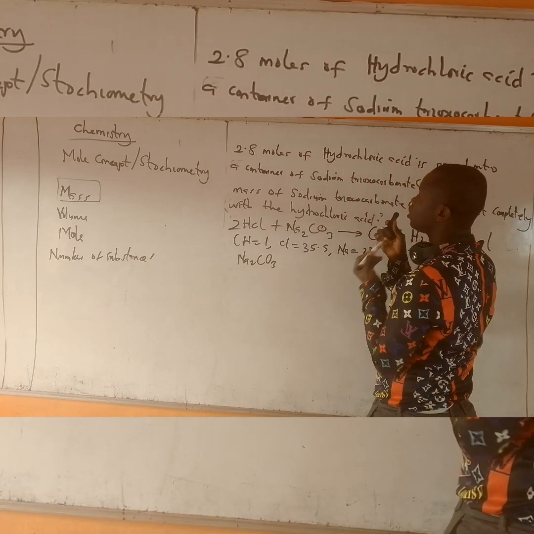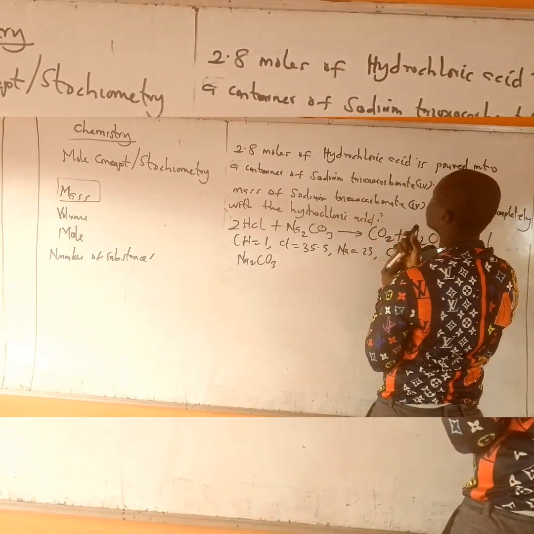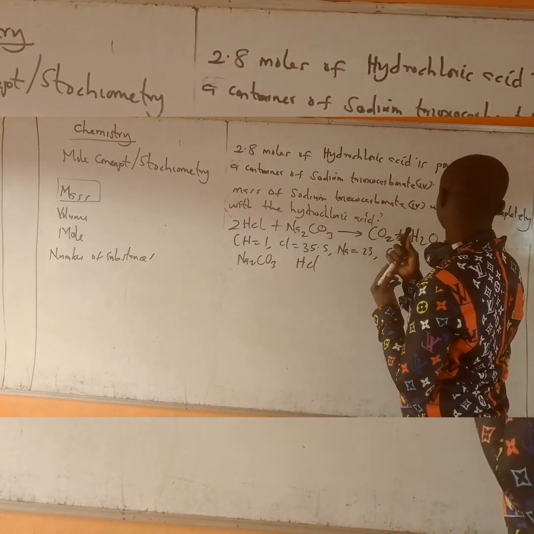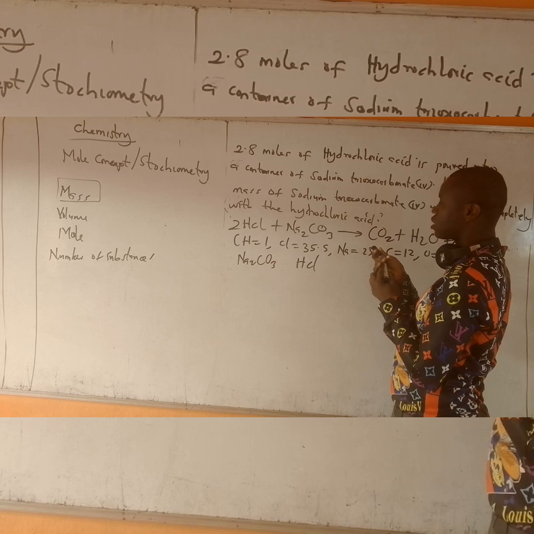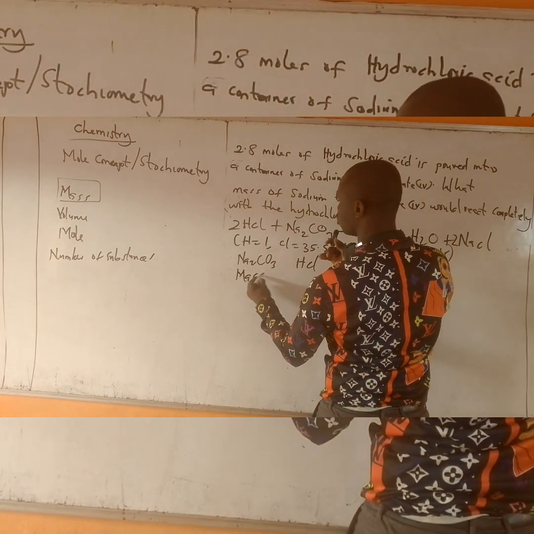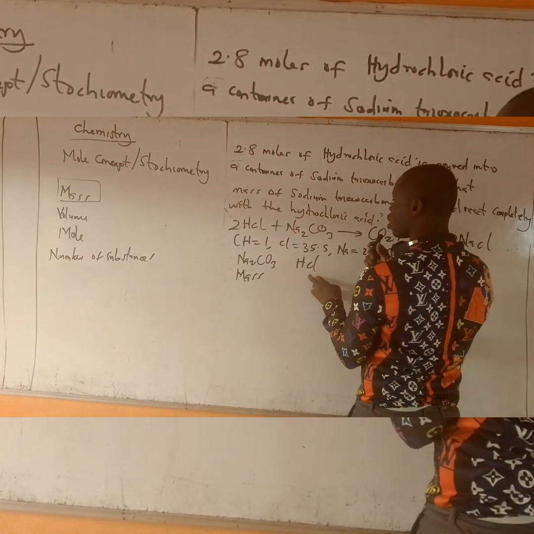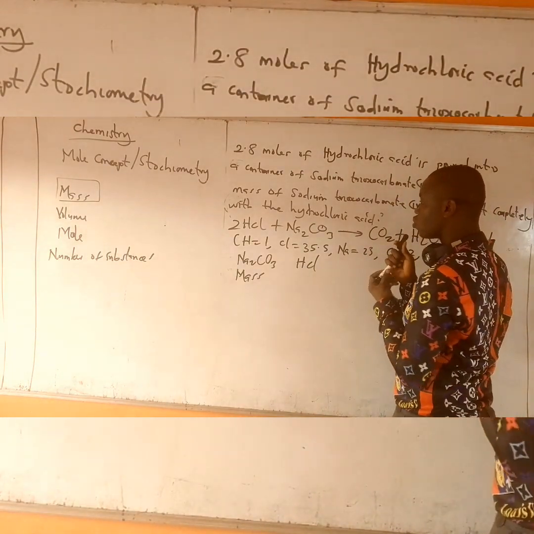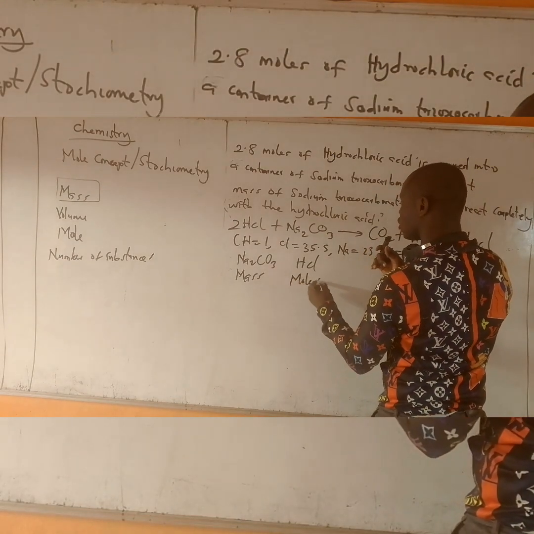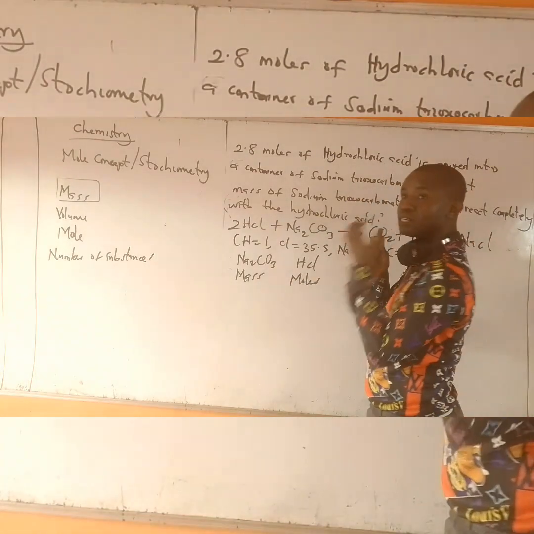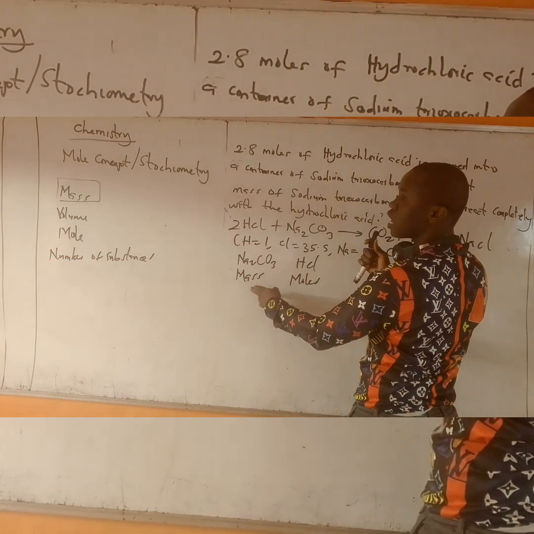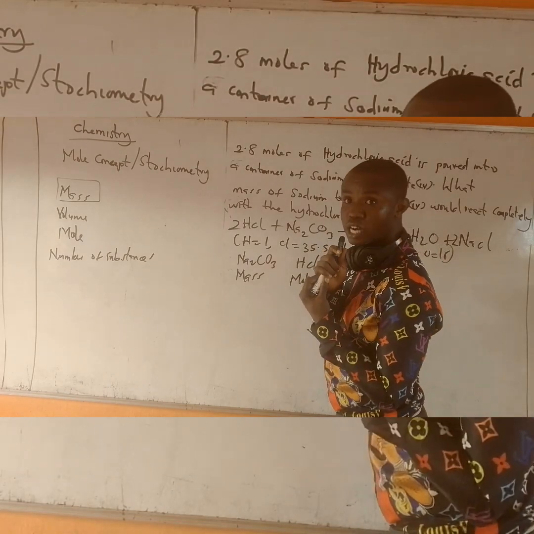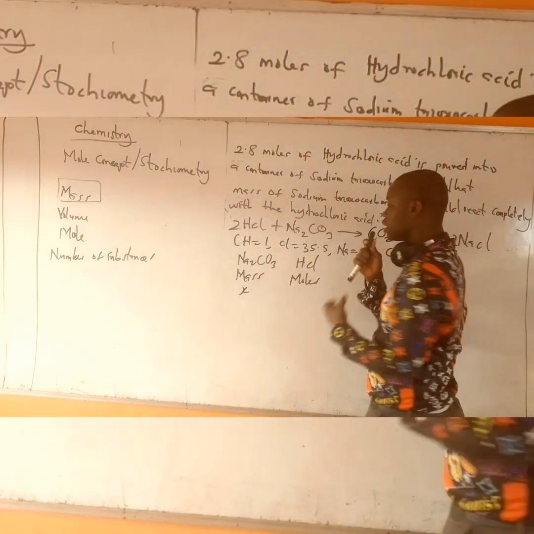So Na2CO3 and HCl. What are we considering in Na2CO3? Mass, because they asked us to look for the mass of this. Then what about HCl? Moles. Now, the next thing is to write the equation. They asked us to look for the mass, so it's X. All right. Now, the number of moles.